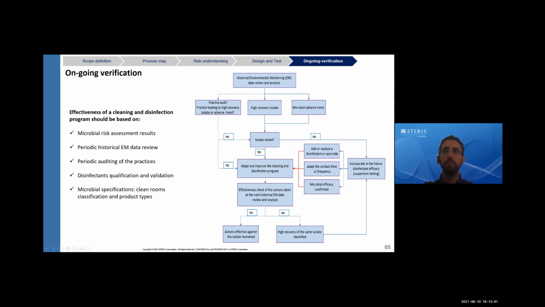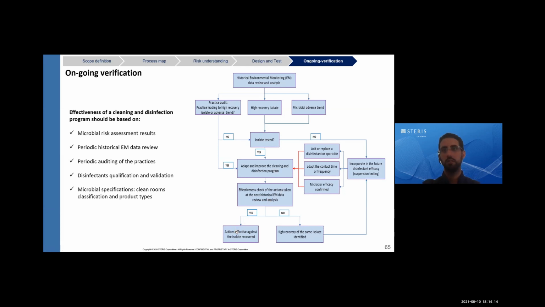If that's the case, maybe you should relook and improve your procedure. If not, then you maybe look at adding another disinfectant, like suggested by USP 1072, the draft Annex 1 and the Japanese guideline on aseptic manufacturing. And if that's the case, review the procedure, and recheck the actions put in place after a certain time. So for example, after 6 months, confirm that what you have improved in the procedure is working.